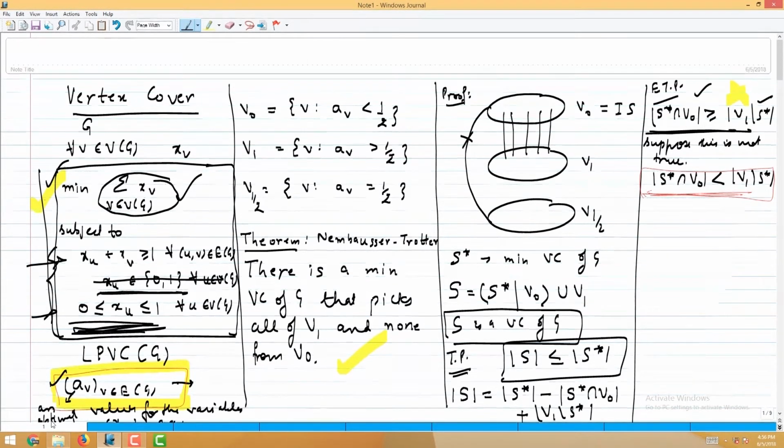And what is its value? Its value is exactly equal to the size of the vertex cover. Right? So this is clear, the kernel is clear.